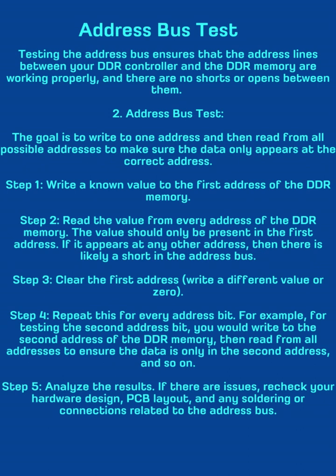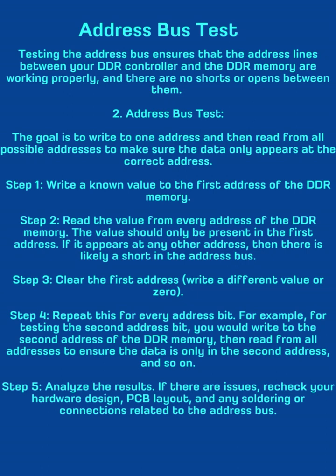Address bus test. Step 1. Write a known value to the first address of the DDR memory. Step 2. Read the value from every address of the DDR memory. The value should only be present in the first address. If it appears at any other address, then there is likely a short in the address bus.